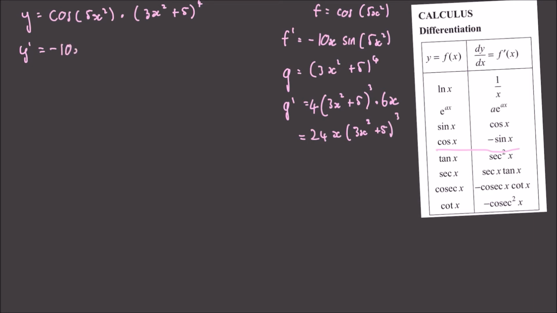Now we just apply it. F prime, here it is, times g, plus g prime, and multiply it by the original f.